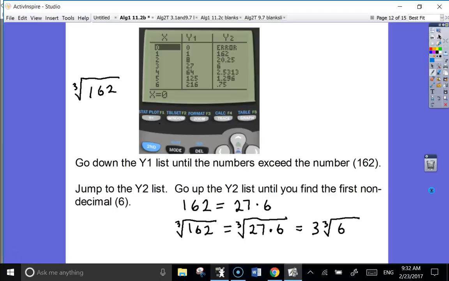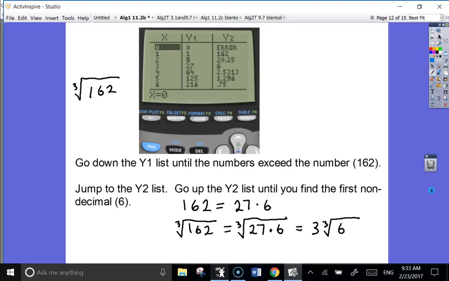Right? 27 times 6. So the cube root of 162 is the cube root of 27 times 6, and the cube root of 27 we can simplify. And that's actually right there in that column. So all the Y ones, all those ones will be able to be simplified. Yeah, these are all perfect cubes. If you get that number, then you're done right away. If you get the cube root of 216, you're just going to say 6.